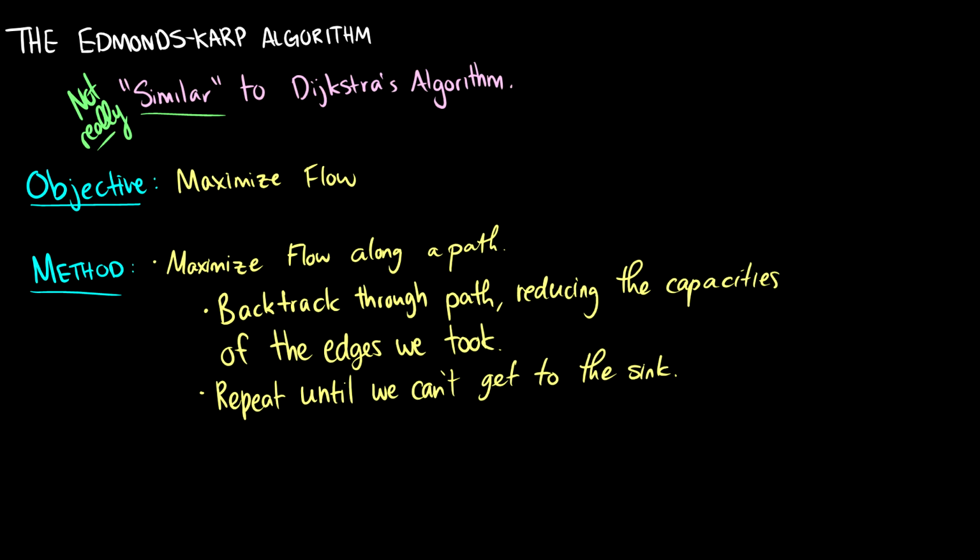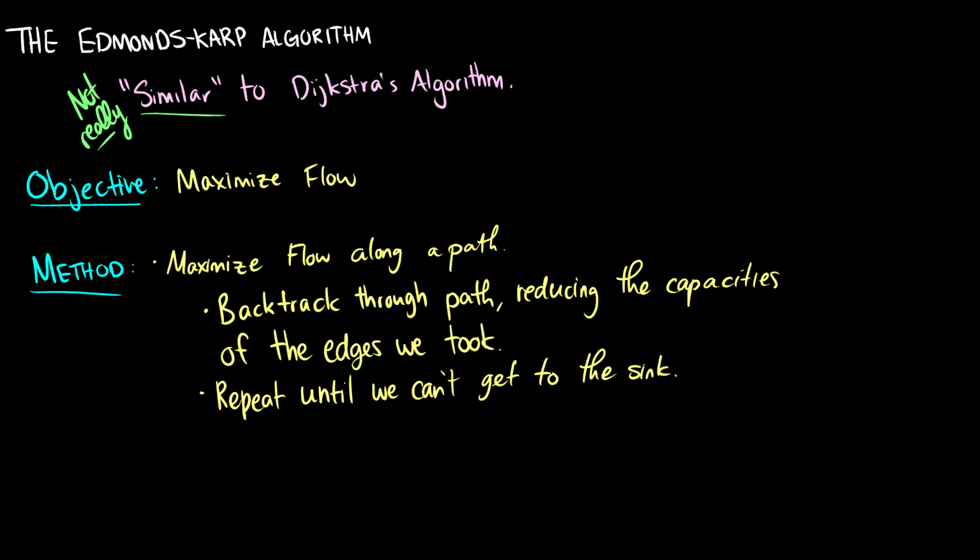Well, our objective is to maximize flow, so our method should maximize flow somehow. Okay, so we're going to maximize flow along a path. So we're going to use up a bunch of our nodes, we're going to create a path through our system, and we're going to use as much as we possibly can. Then once we've got to the end, we're going to backtrack, and we're going to say, okay, well, we fit this amount of units through our pipes, so let's pretend that all of those capacities have been used up, and we'll just repeat the cycle until we can no longer get from our source to our sink.